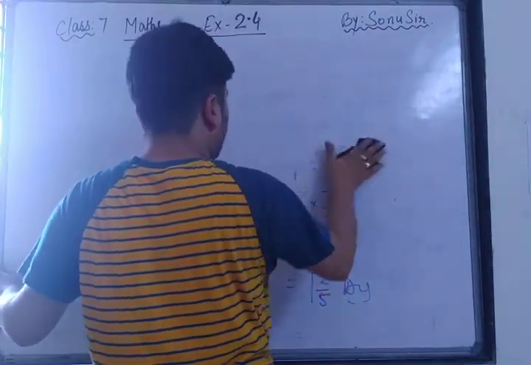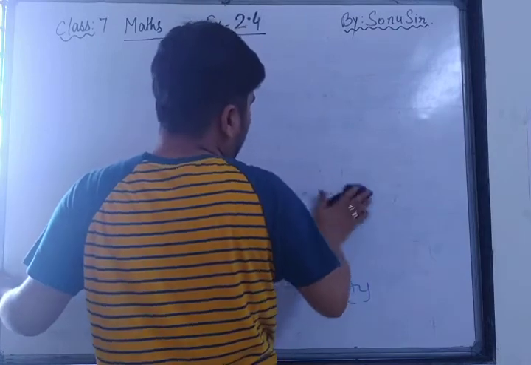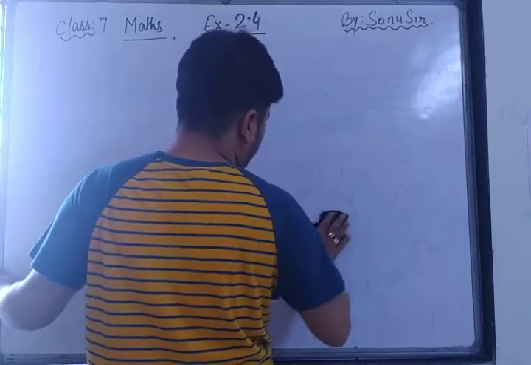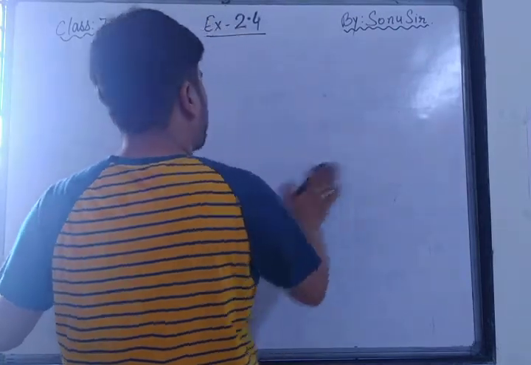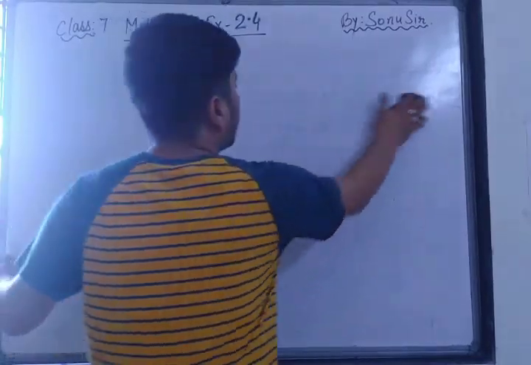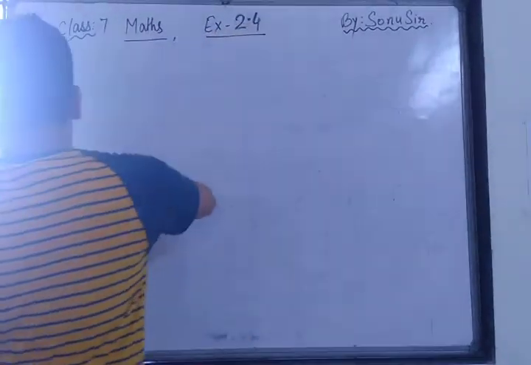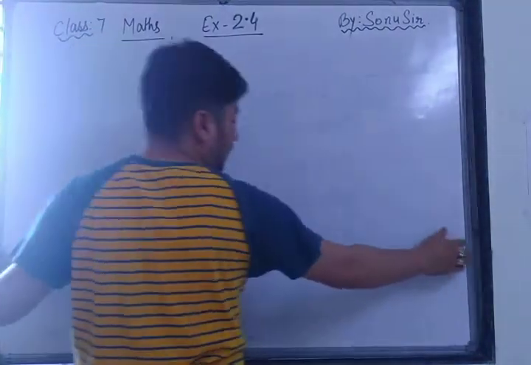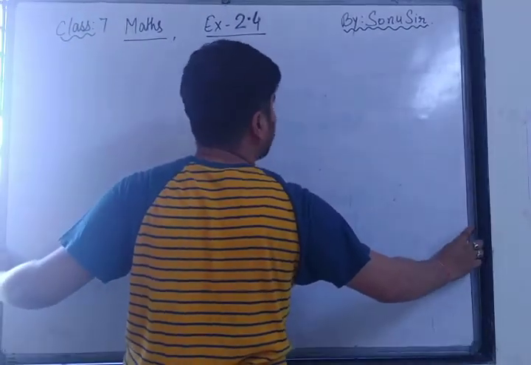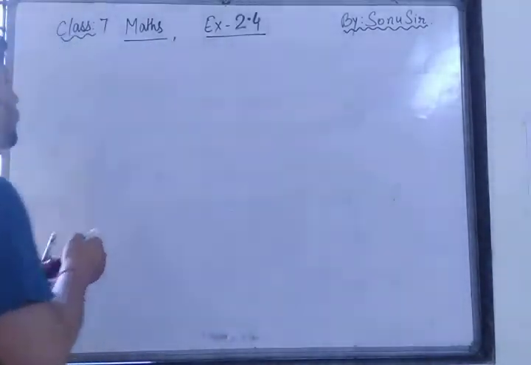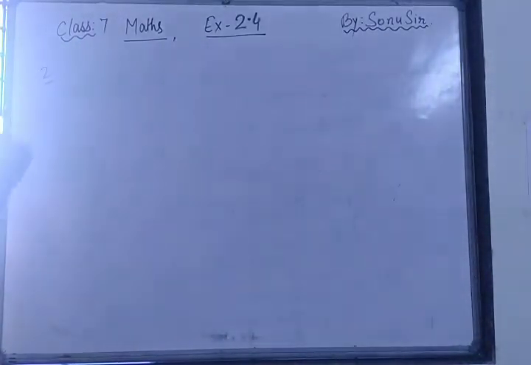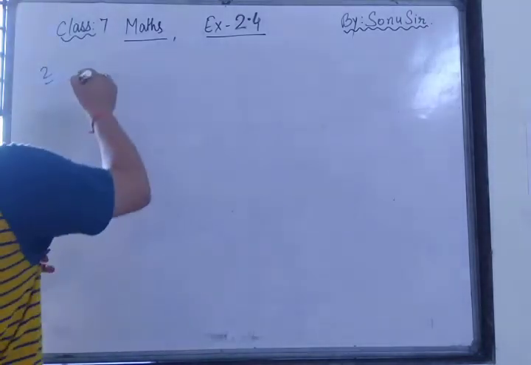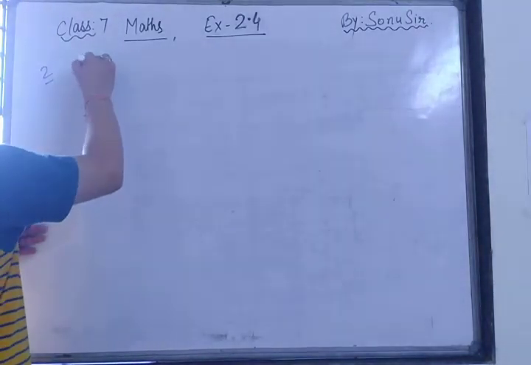The reciprocal of 3 by 2 is 2 by 3. The reciprocal of 5 by 8 is 8 by 5. Means we have to do just the opposite of the number, so we will get the reciprocal of that number. Got it? So let's start question number 2. In question number 2, it is just asking us to find the reciprocal. Find the reciprocal of each of the following fractions.